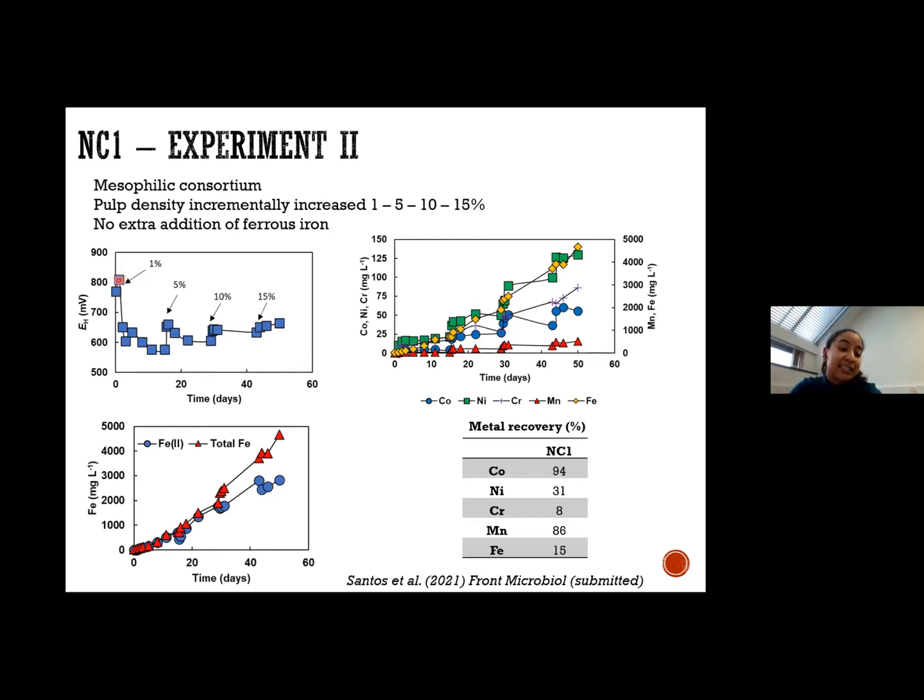You can see here that the redox potential goes down, and every time you added a bit more limonite, it would go up slightly, but then back down again, and then up slightly, and then back down again. And the metal recovery really improved when we did these incremental increases, with recovering over 90% of cobalt using this approach. The problem here is that it took 50 days for that to happen, and industrially that's never going to work.